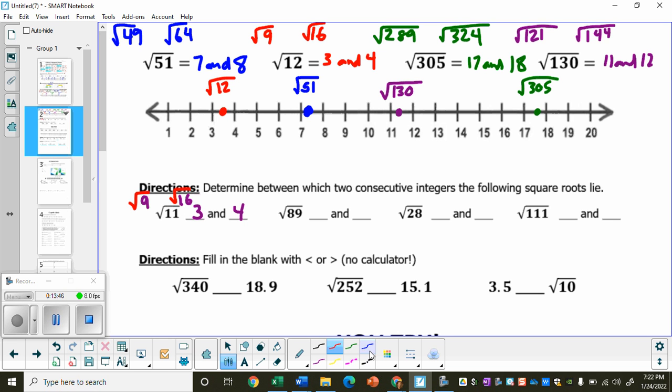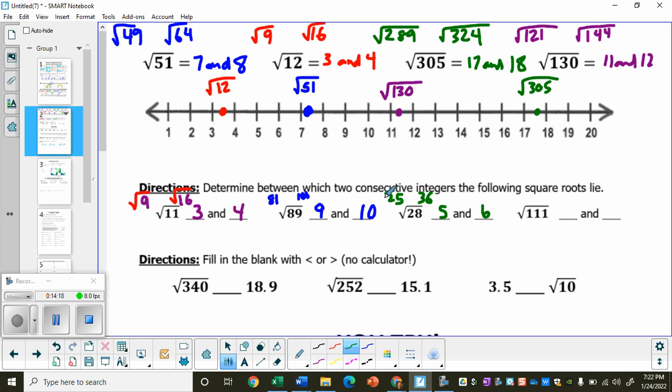All right, so for 89, 81 comes to mind. We have an 81, and that's going to be 9 squared. So this must be between 9 and 10, because 89 is between 81 and 100. All right, for the next one, 28 is really close to 25. 25 is less than it, though. And that's going to be 5 squared. So this must be between 5 and 6, because 28 is between 25 and 36.